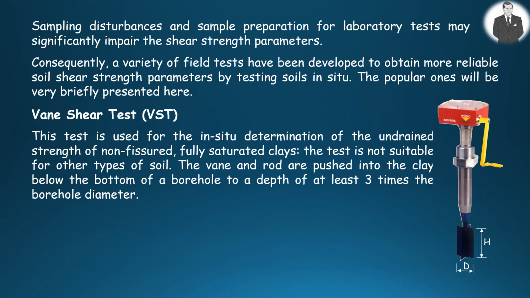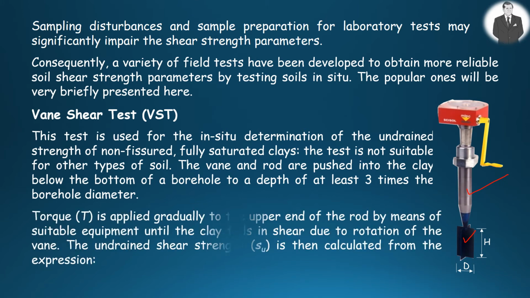The vane, as you see in the figure, and the rod are pushed into the soil from the bottom of a borehole to a depth of at least 3 times the borehole diameter. The torque is then applied gradually to the upper end of the rod by means of suitable equipment, as you see in the figure, until the clay fails in shear due to rotation of the vane. The undrained shear strength is then worked out from the expression presented here.